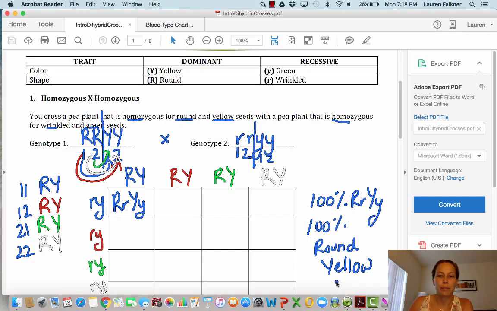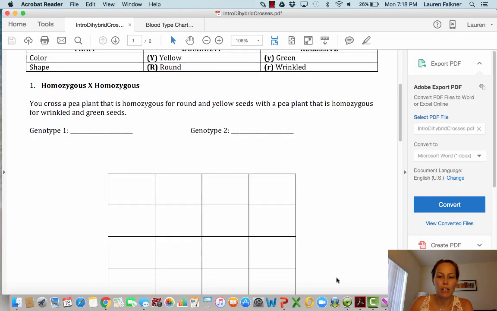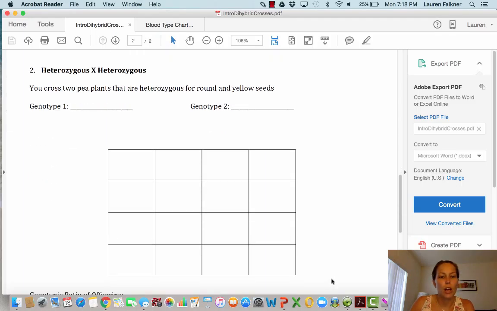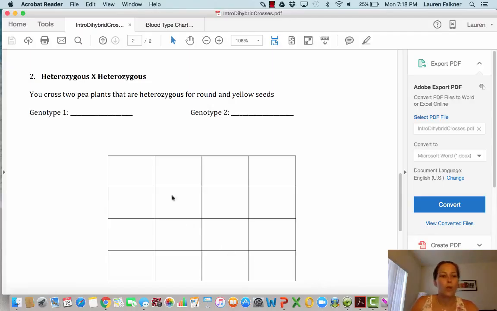Okay, perfect. Next, we're going to take a look at a cross between two heterozygous pea plants. So our genotype, when you're crossing two pea plants that are heterozygous for round and yellow seeds, our genotypes are going to be as follows. We're going to have a capital R, lowercase r, capital Y, lowercase y, and then a capital R, lowercase r, capital Y, lowercase y.